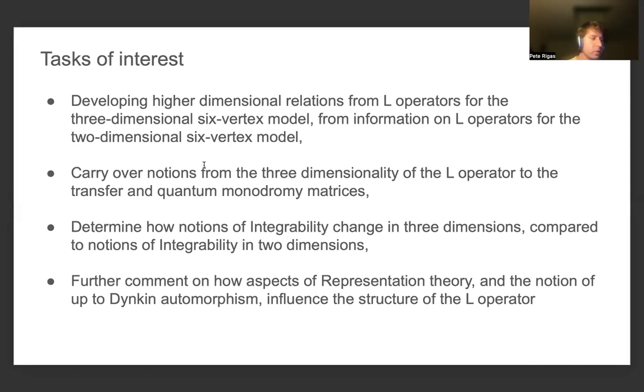And then we can further comment that putting all these notions together will allow us to comment on how aspects of representation theory and the notion of Dynkin automorphism influence the structure of the L operator, and in fact, how we can obtain a family of L operators, which would then translate to some family of computations with the Poisson bracket and some family of computations and properties relating to the transfer and quantum monodromy matrices, and how we can generalize and look, in different circumstances, at notions of integrability and exact solvability.